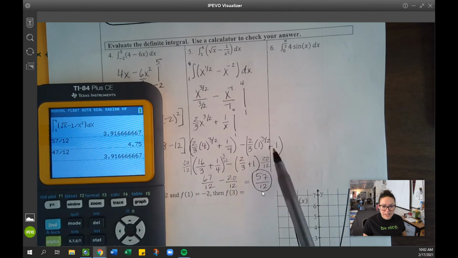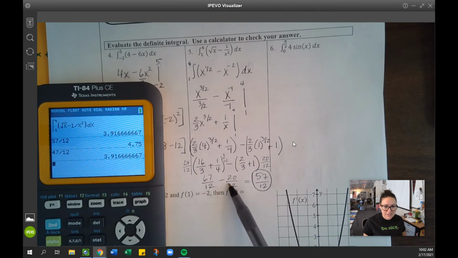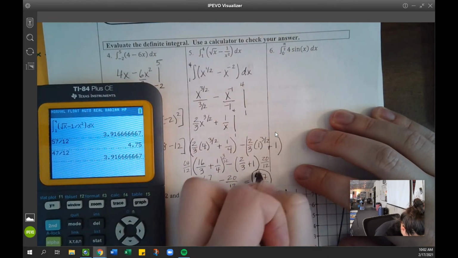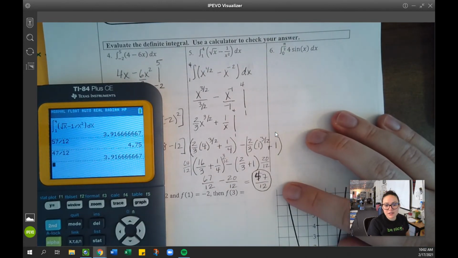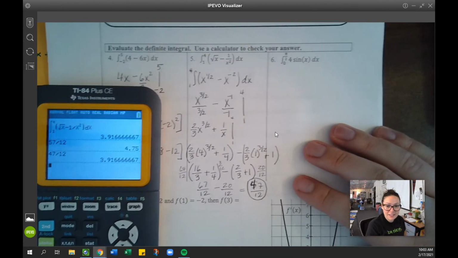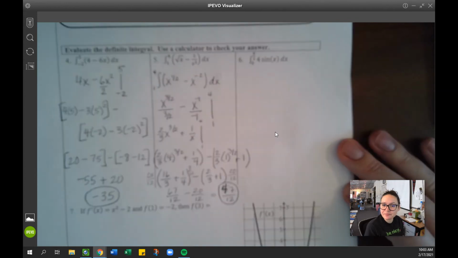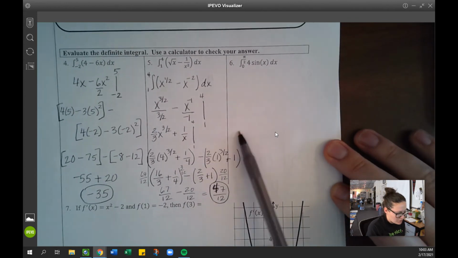Oh, well, apparently I can't do subtraction. 67 minus 20 turns out is actually 47. Who would have thought? And 47/12 does, in fact, match the right answer. Little rusty after a few days off here, I guess. All right, almost there, guys.